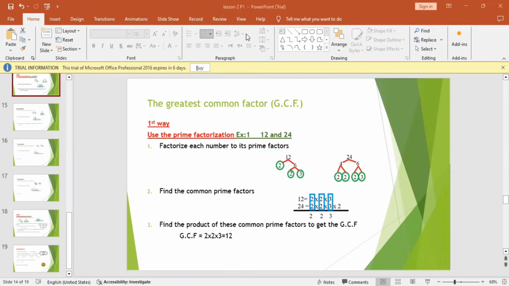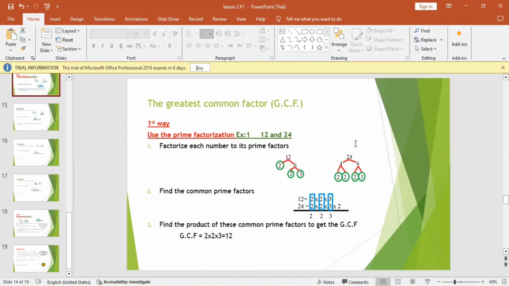Let's see this example. 12 and 24. 12, I can get it by multiplying 2 by 6. 2 is a prime. Let's go to 6. I can get it by multiplying 2 times 3. These are prime factors.